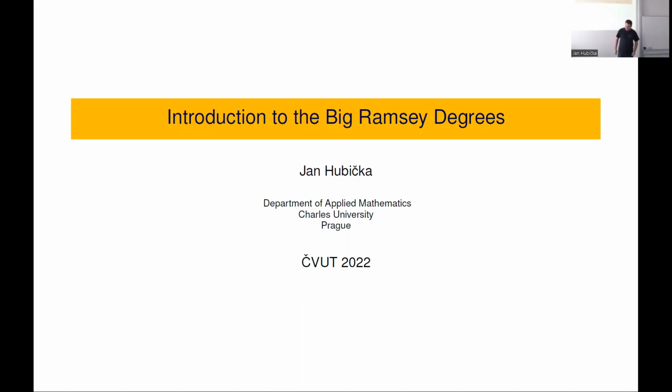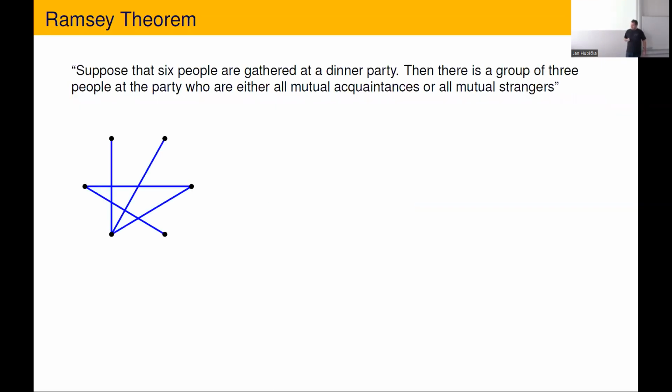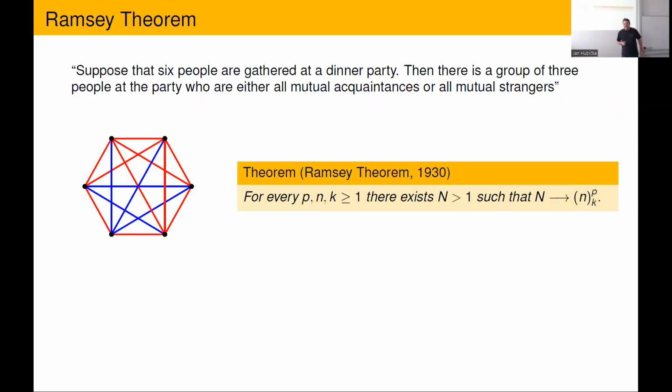Okay, so thank you. I'm happy to be allowed to speak here by Tomáš Vala, which is a great honor. I would like to speak about big Ramsey degrees, and this is supposed to be an introduction talk. I never gave a talk like this before, so we will see how it goes. And I will start with the Ramsey theorem.